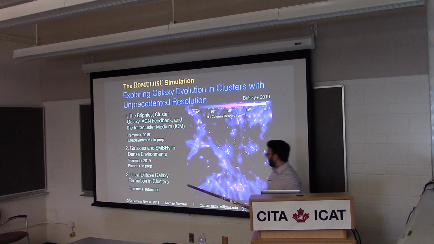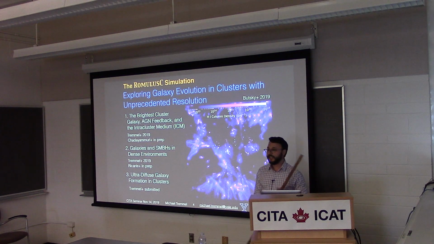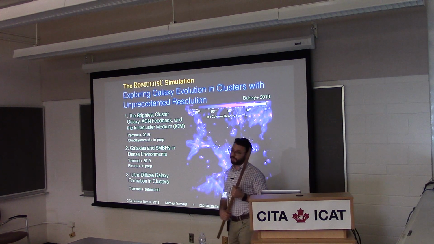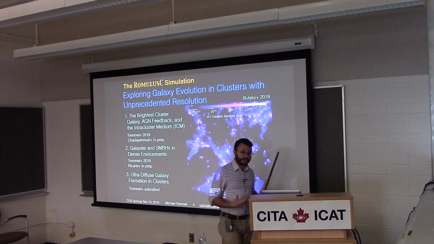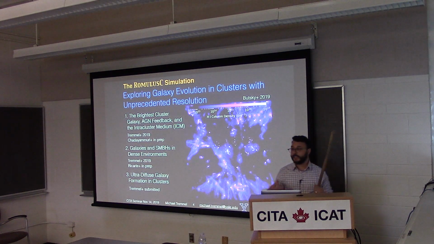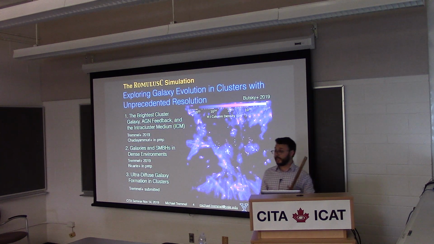And then I'm going to focus on a particular type of cluster member galaxy that has recently been very interesting for people interested in low surface brightness observations, these ultra diffuse galaxies, very puffy, low mass, very low surface brightness galaxies that have been found to exist in cluster environments relatively recently.